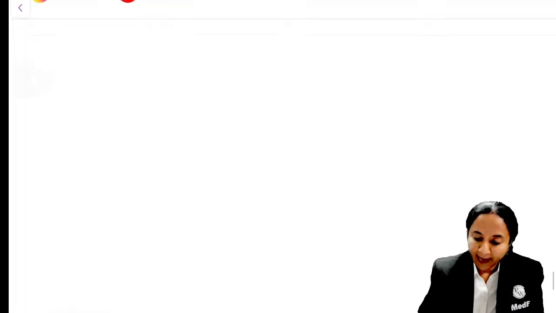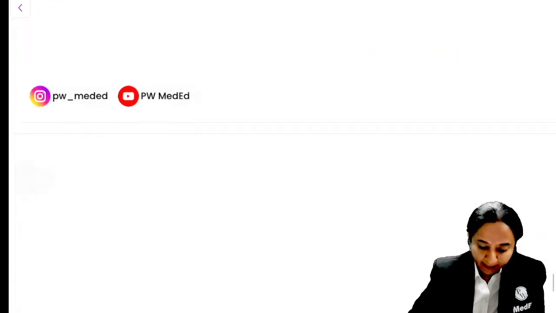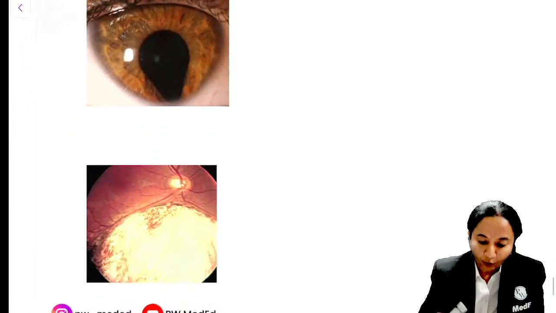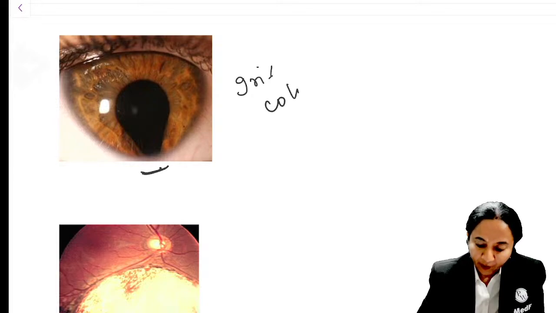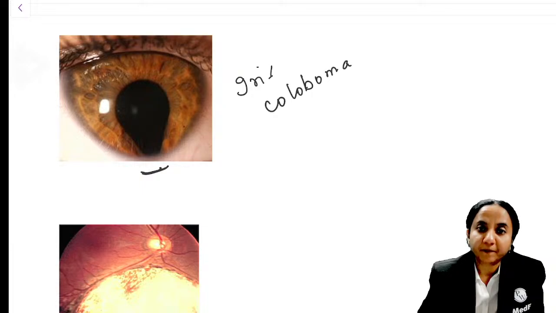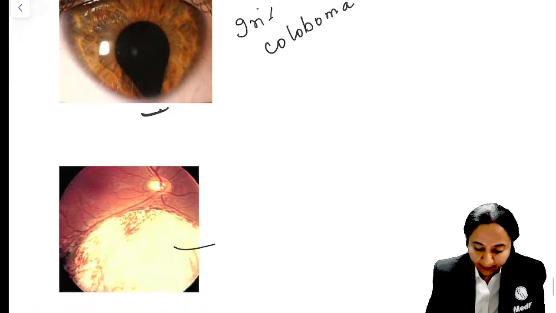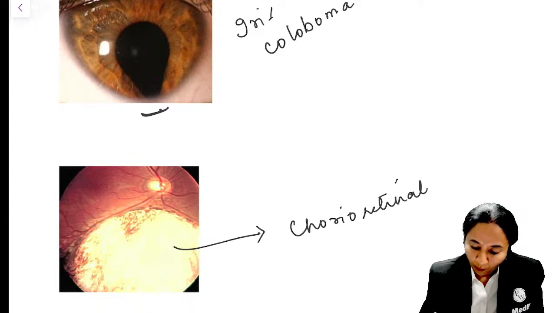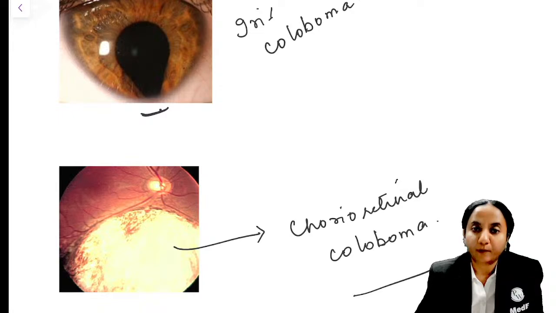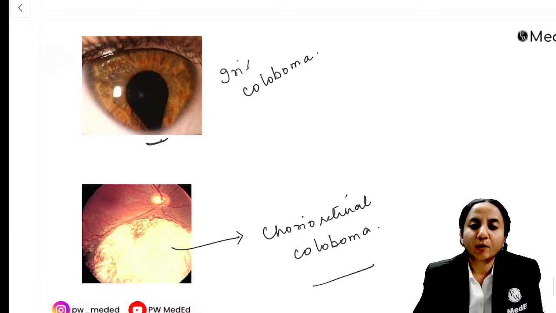So this is an eyelid coloboma. Similarly, see, you can have this kind of coloboma. This is a picture of an iris coloboma. Here, see, the iris is deficient. And this is a picture of a chorioretinal coloboma. So, iris coloboma and chorioretinal coloboma. I just thought we would share these two images also.